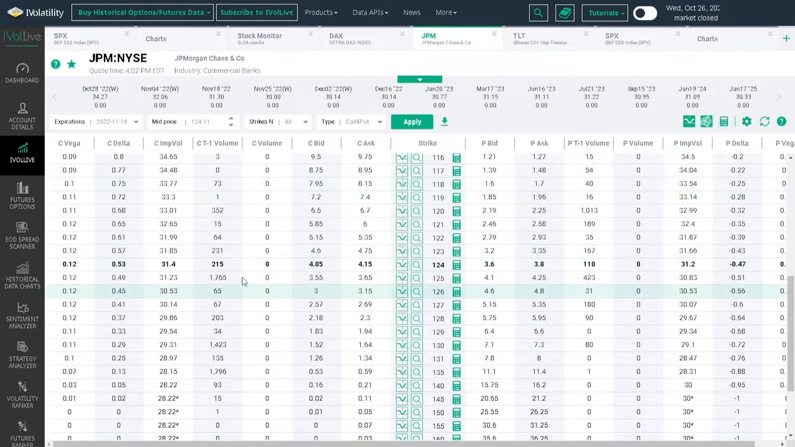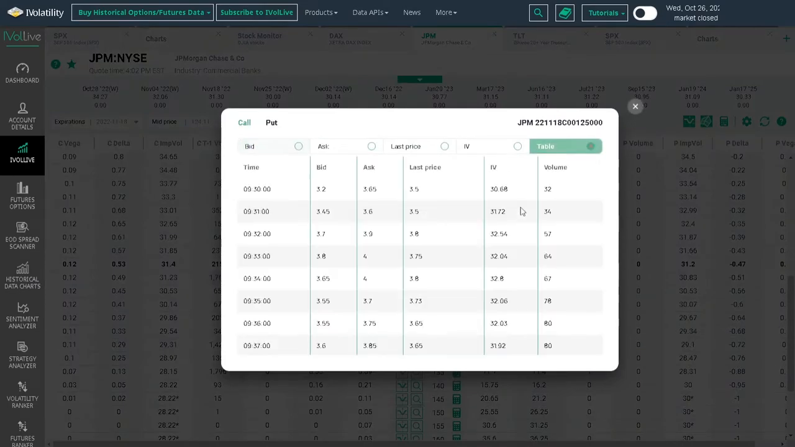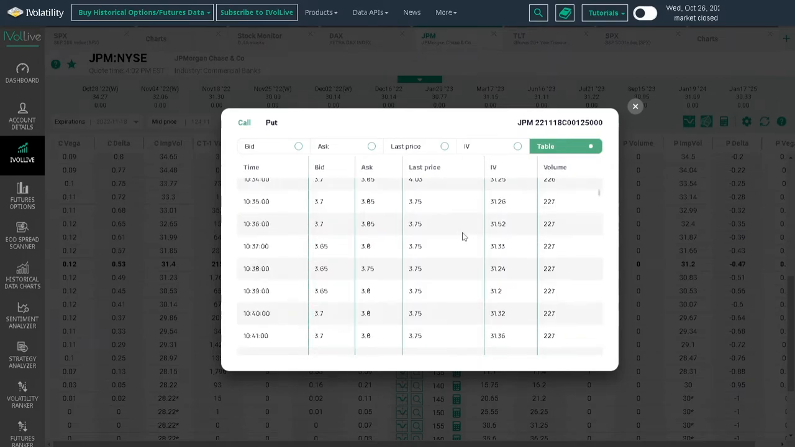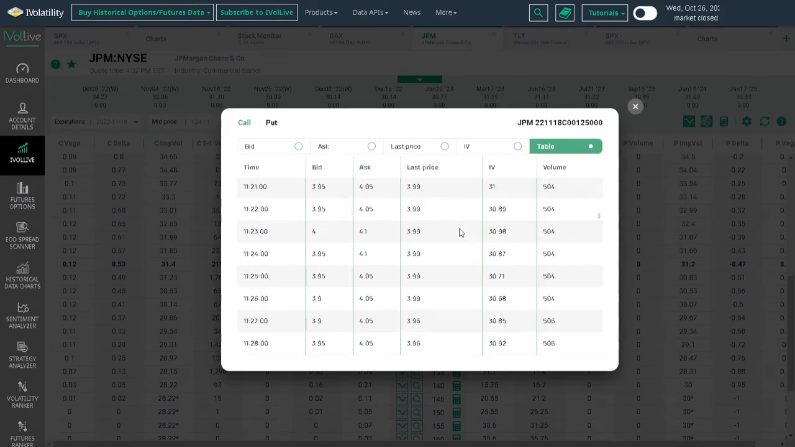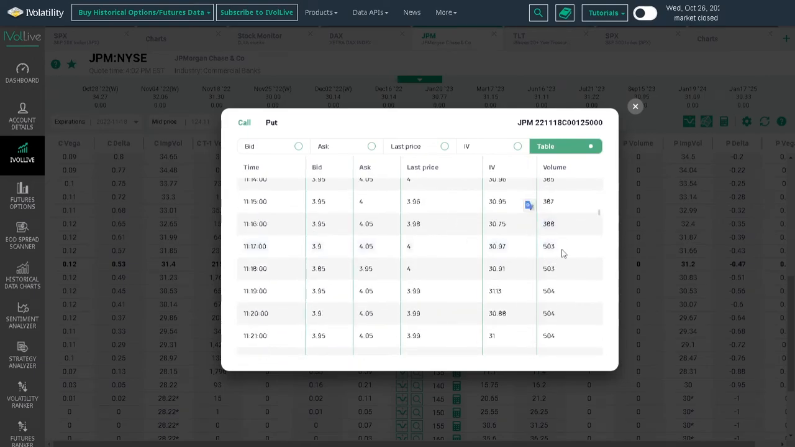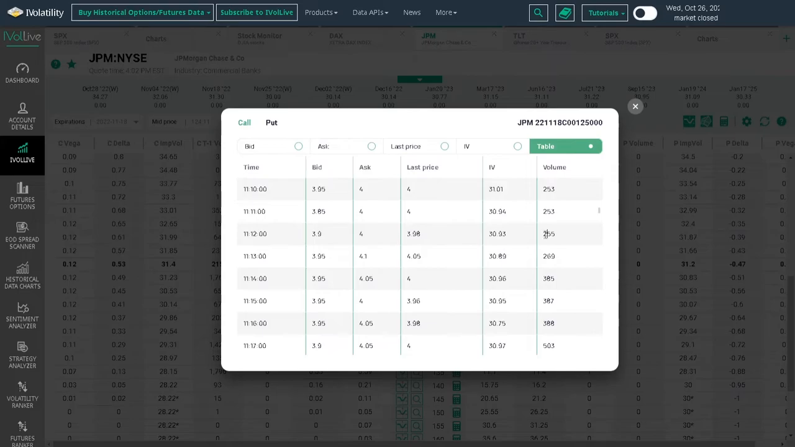So if we, for example, look at CT minus 1 volume here on the 125, we see that we have 1,765 contracts that traded. So we can click here, go to table, and then start looking for those volumes. So, we get 32 contracts that trade at 350 right off the open, probably a buyer, considering the bid ask was 320, 365. But we are going to be looking for the prints, for the volume that was elevated jump. So for example, here we see that we go from 255 to 500 contracts. So we double the volume.